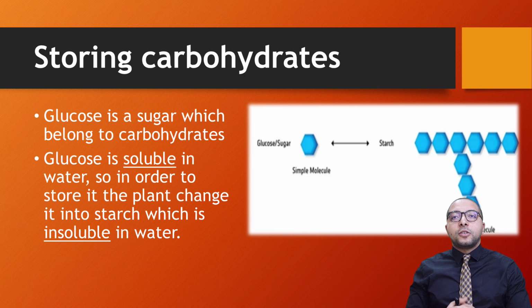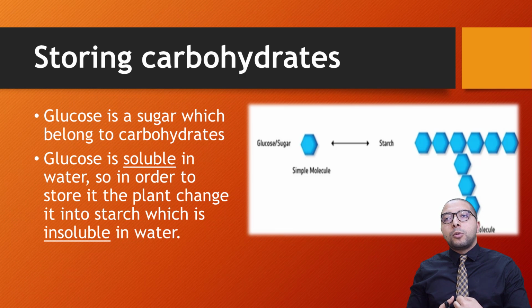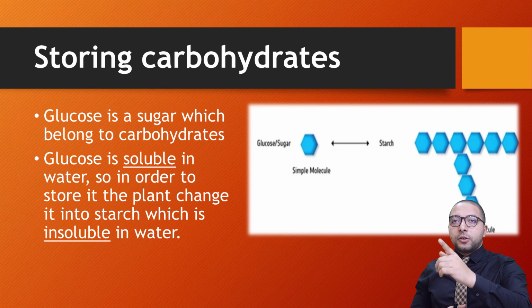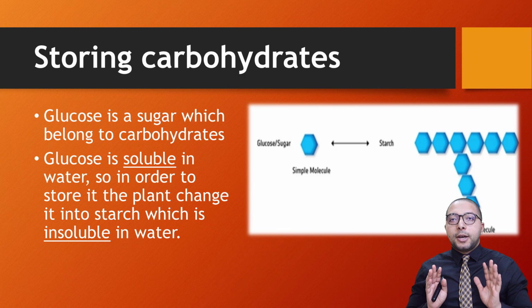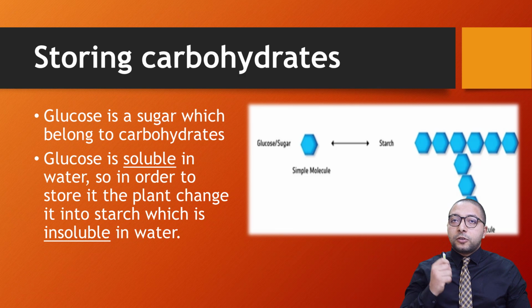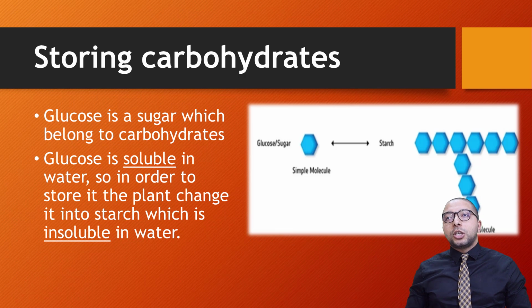As you can see, starch is a complex form of glucose and basically it's an insoluble form of the food, or the glucose. So the plant uses this insoluble form, the starch, in order to store the food inside its body. The plant cannot keep the food stored as glucose because it's soluble, so it needs to change it into an insoluble form, which is called starch.